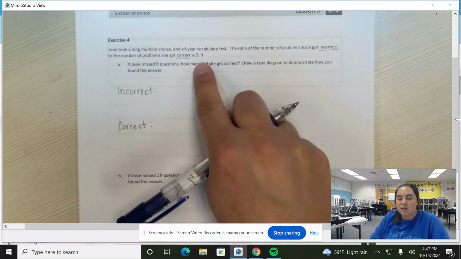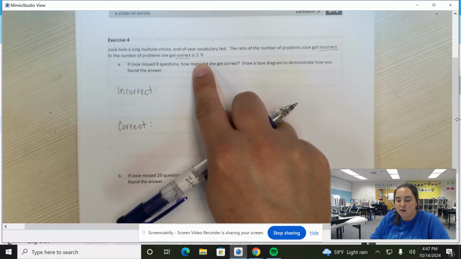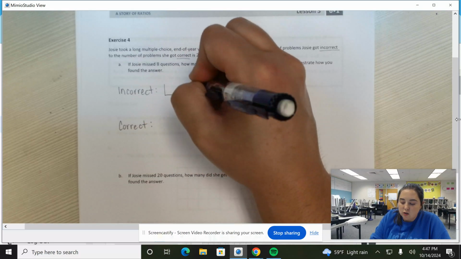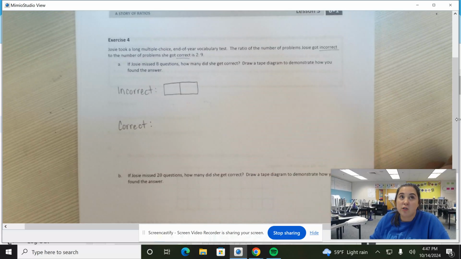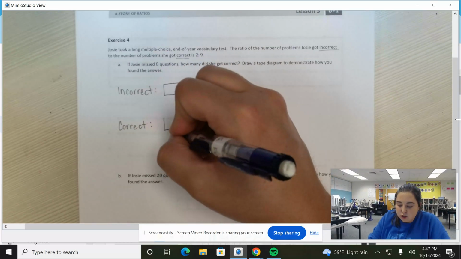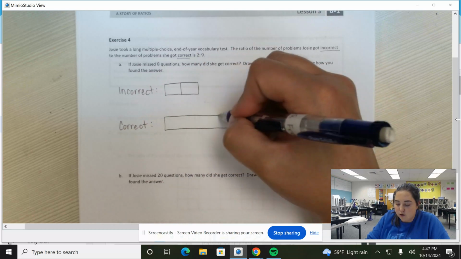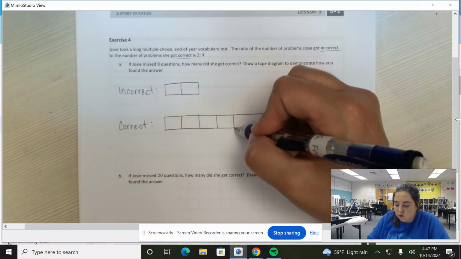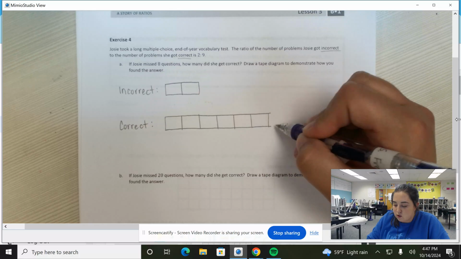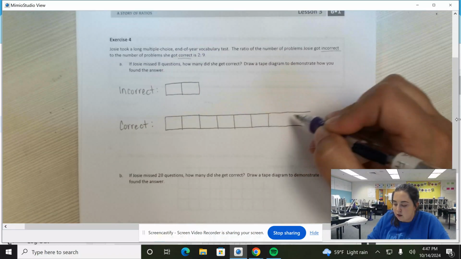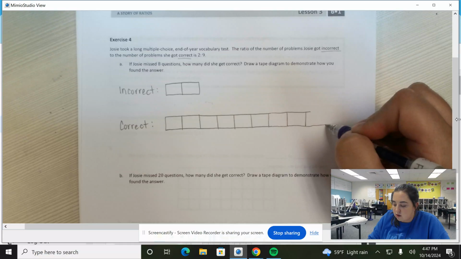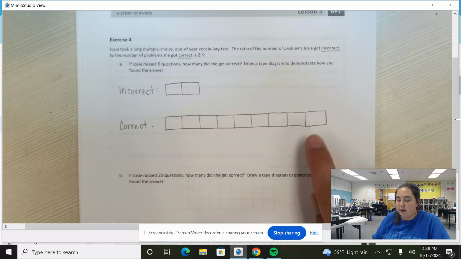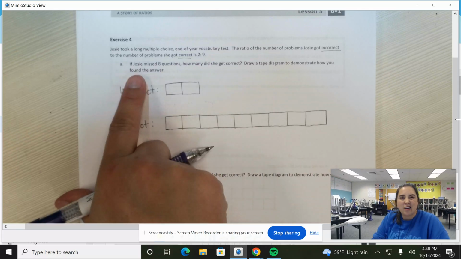So what was the ratio? Could you draw it? Pause if you need. Incorrect, she got 2. So if she got 2 questions wrong, then how many would she have gotten right? 9. Let's see, how far do I need to go? So I have 1, 2, 3, 4, 5, 6. Oh, I'm not far enough. 7, 8, 9. Let me check that. 1, 2, 3, 4, 5, 6, 7, 8, 9. 2 to 9. But then it's actually giving us some numbers.